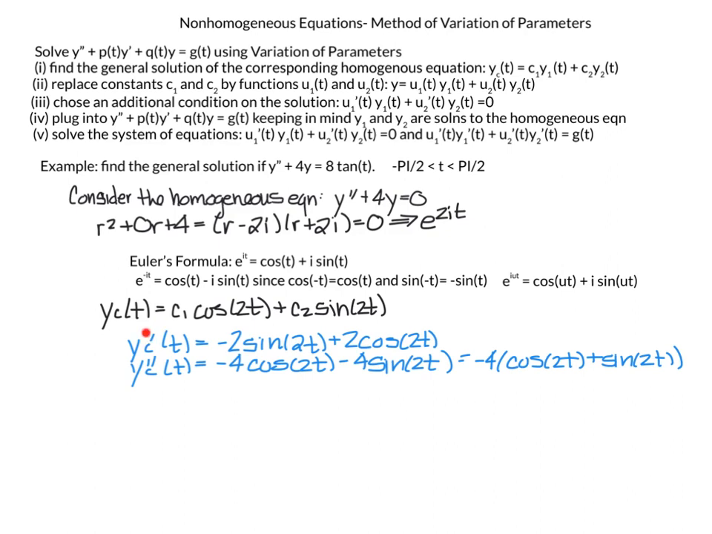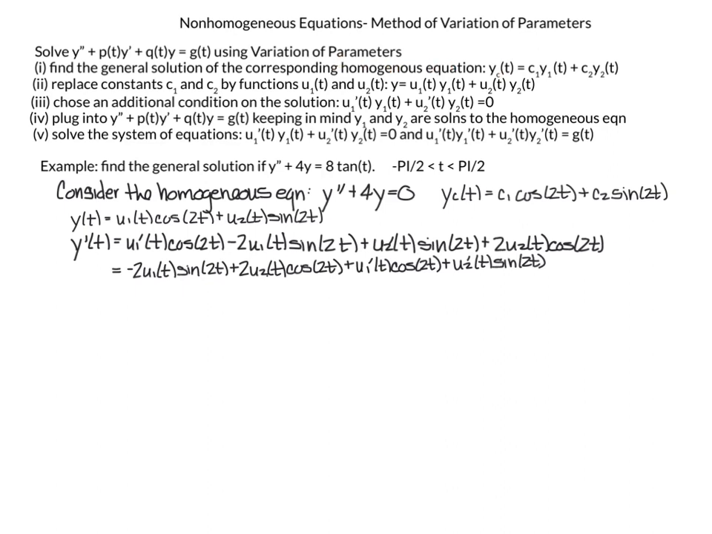Now I can calculate the first derivative as well as the second derivative, and I can verify that I have a solution to my homogeneous differential equation. From the first step of solving the homogeneous equation, I have the complementary solution equal to c1 cosine of 2t plus c2 sine of 2t. My next step is to replace the constants c1 and c2 in this complementary solution by functions u1 and u2, and that is what I've done here. I have y is equal to u1 cosine 2t plus u2 sine of 2t.